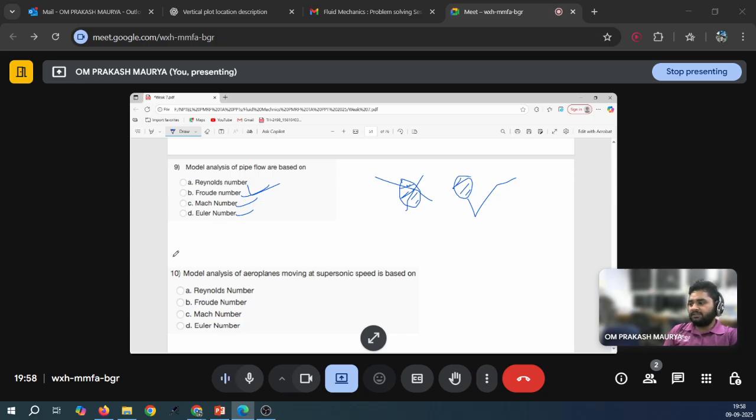The similar question, question number 10: the model analysis of an aeroplane moving at supersonic speed is based on? Reynolds number, Froude number, Mach number, or Euler number. So just think on that.